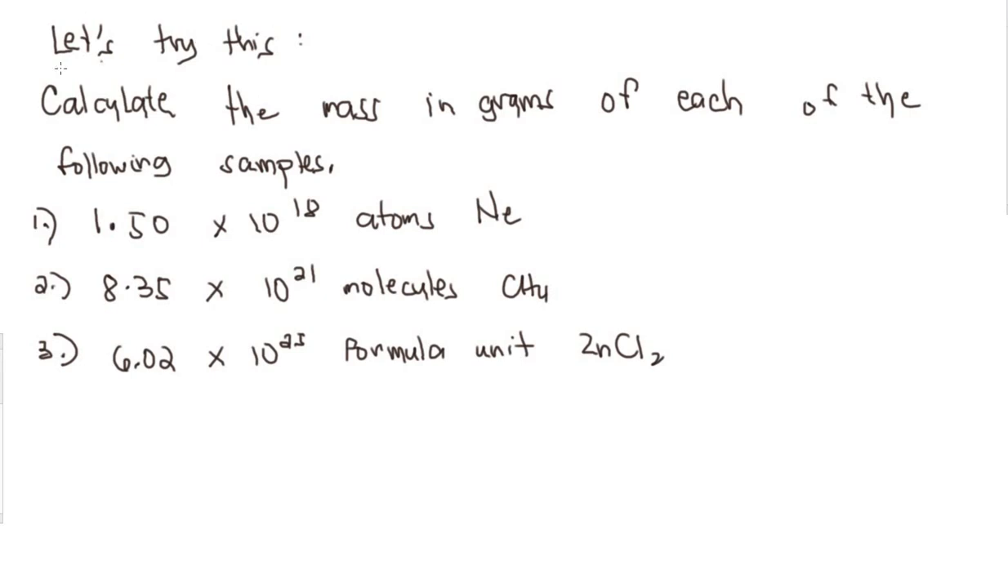Okay, so let's try this sample problem. I want you to calculate the mass in grams of each of the following samples. Number 1, 1.50 times 10 raised to 18 atoms of neon. Number 2 is 8.35 times 10 raised to 21 molecules of CH4. And number 3, 6.02 times 10 raised to 25 formula units of zinc chloride.